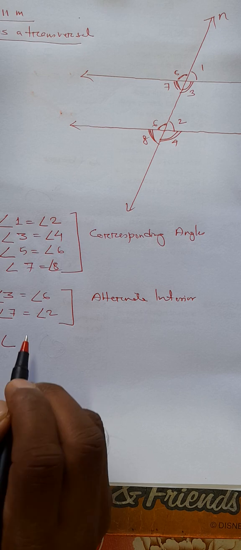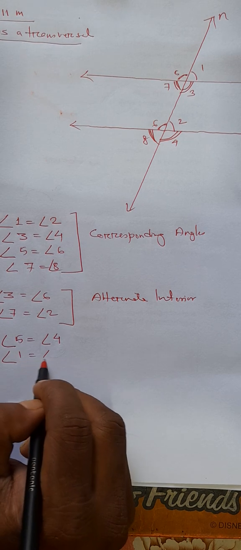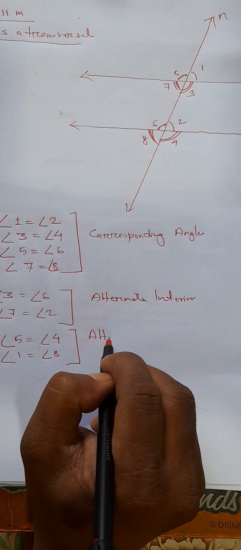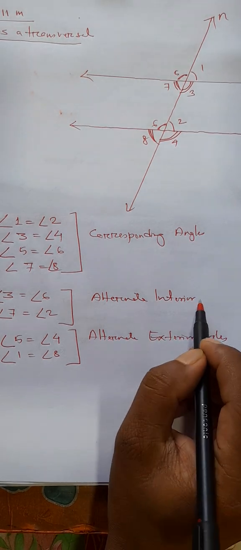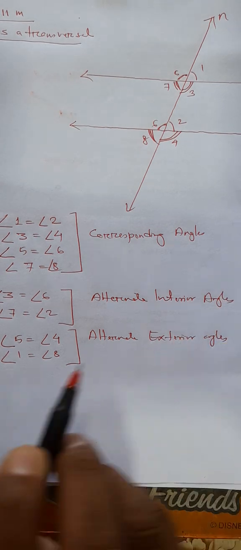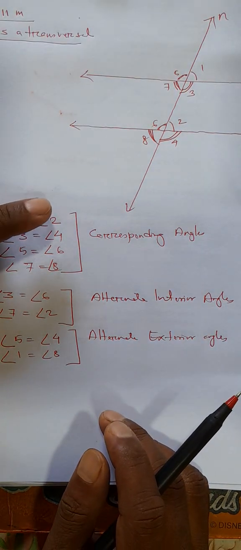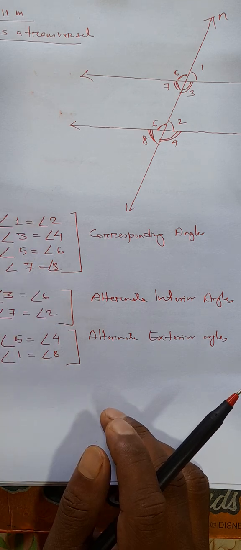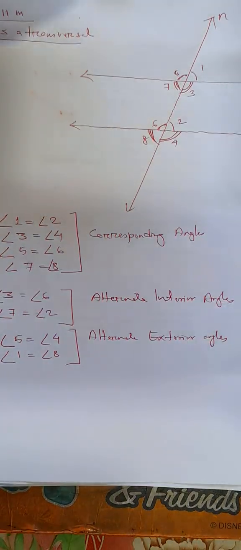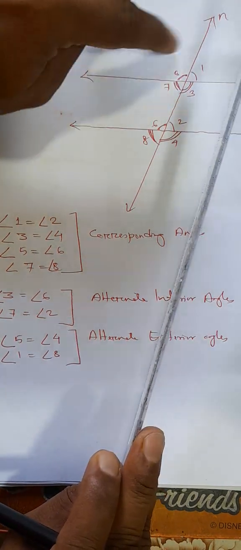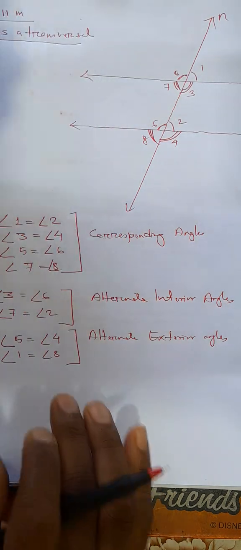Similarly, you can find alternate exterior angles, like angle 5 equal to angle 4, angle 1 equal to angle 8. They are alternate exterior angles. So what we understood is, when two parallel lines are intersected by a transversal, corresponding angles are equal, alternate angles are equal, alternate interior angles are equal, and alternate exterior angles are also equal. Angles 5 and 4 are alternate angles: they are on opposite sides of the transversal and outside, exterior. Similarly, angles 1 and 8 are on opposite sides of the transversal and outside. So they are also equal.